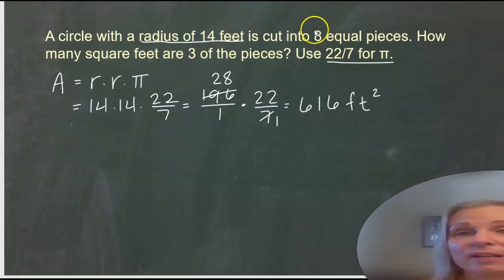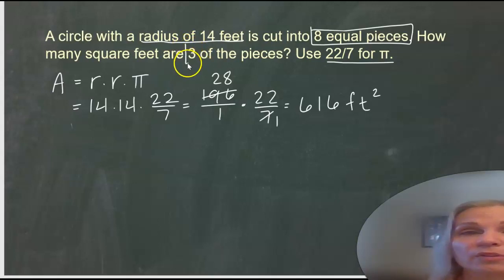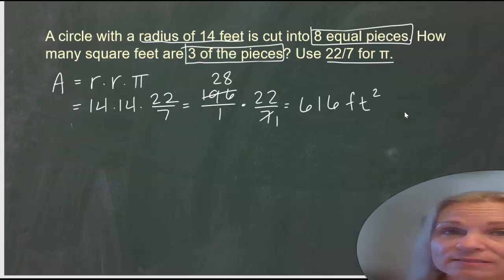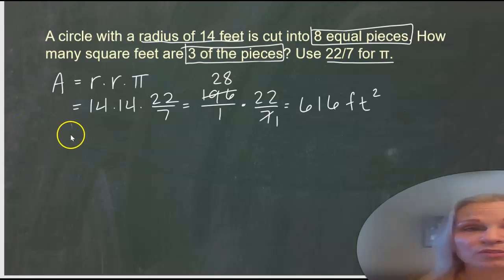Now, we're going to cut this into 8 equal pieces, and then I want to know the area for 3 of the pieces. There's 2 ways we could do this. We could divide by 8 to find the area of just 1 piece, right? And then if we want 3 of them, we can just triple it. Another way we could look at it is if we want 3 out of 8 pieces, we want 3/8 of the circle, right? We want 3 out of 8. You'll get the same answer, so let's do it both ways.